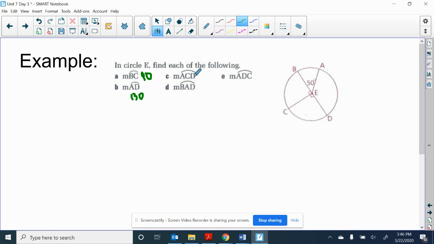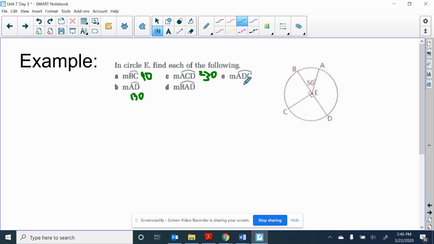How about the measure of arc ACD? So I start at A, I go through C, and I finish at D. Okay, what would that be? Well, BD here is 180 degrees. Plus the 50 I get from A to B. So I have 50 plus 180. That's 230. Forgive my handwriting. It is worse than it normally is.